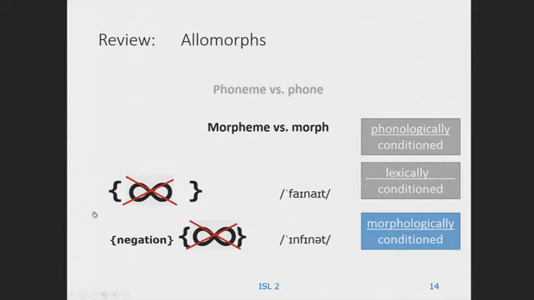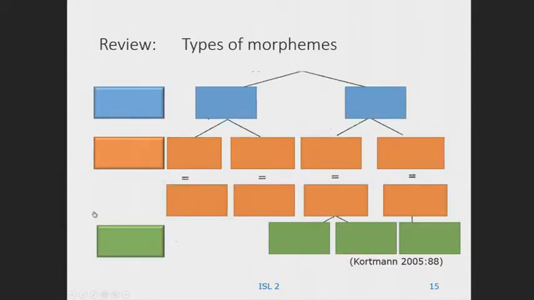All right, then we'll move on to the different types we talked about last time. So we said there are three parameters that we use, three categories that we use to categorize morphemes. Who can remember the three categories? Just shout them out.